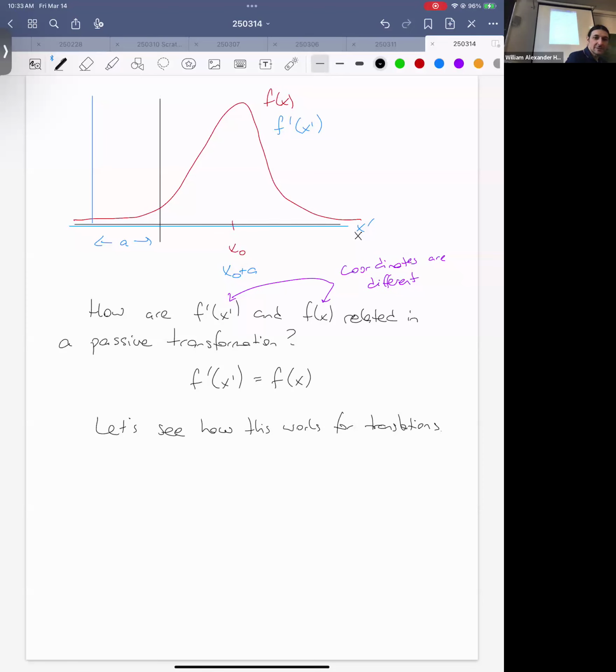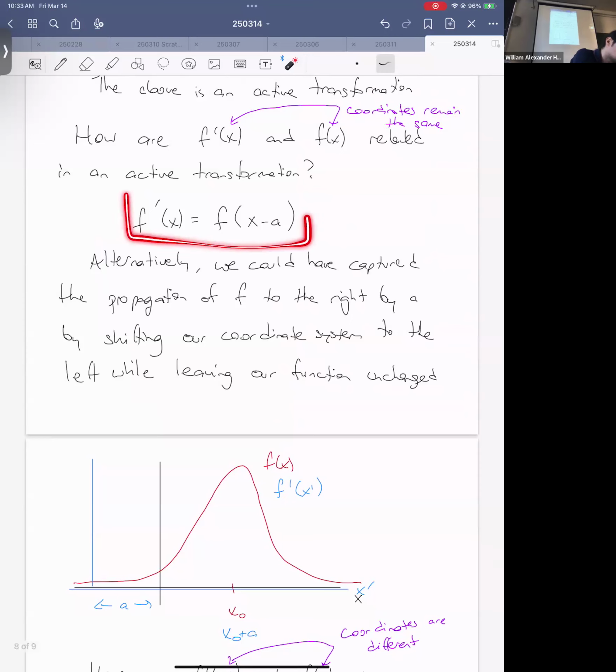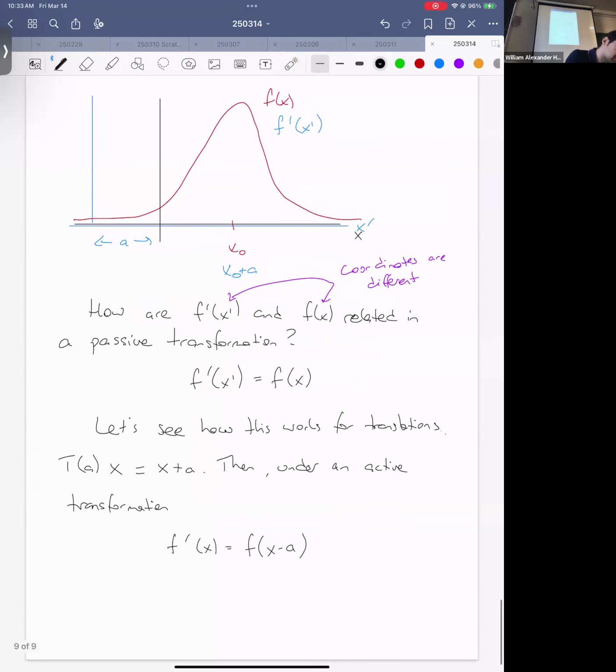Good. So let's see how this works for translations. In this case, I have, say, translation by A acting on X. This gives me X plus A. So then under an active transformation, I've got f prime of x, we said, is equal to f of x minus a. That's what we said up here. So what is that in terms of the transformation? That is f evaluated at the inverse transformation on the coordinates.